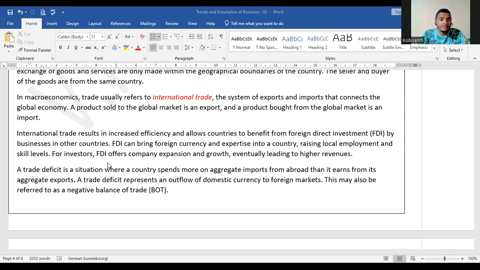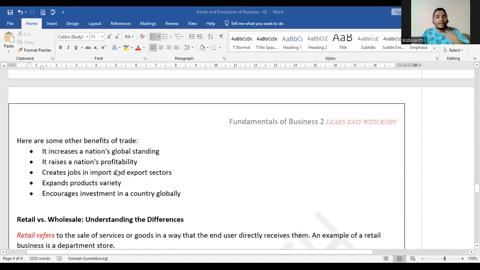This may also be referred to as a negative balance of trade. So what is balance of trade? Balance of trade is the difference between exports and imports. So if it is a negative balance of trade, that is a trade deficit. If it is a positive balance of trade, that's a trade surplus. Hope it's clear. Right.